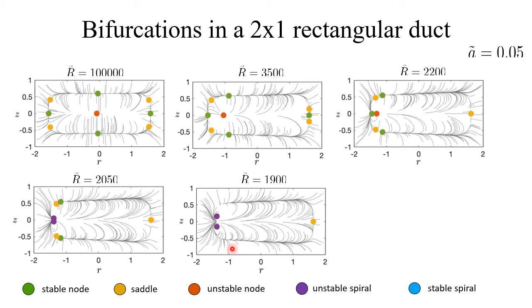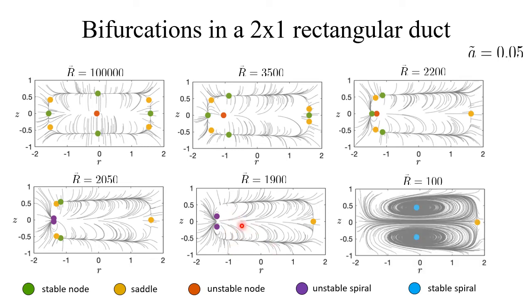And then at even smaller band radius, these unstable spirals undergo a Hopf bifurcation and turn into stable spirals, which then migrate towards the middle of the duct. So then at very small band radius, we have these two stable spirals near the middle of the duct and a saddle point towards the right edge.